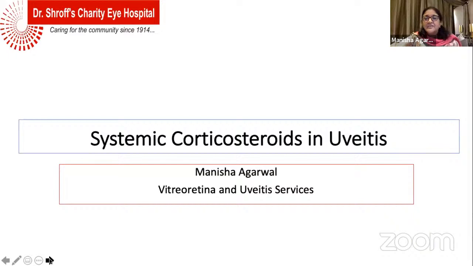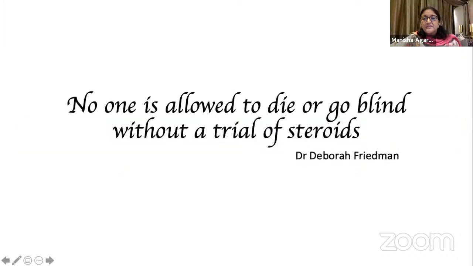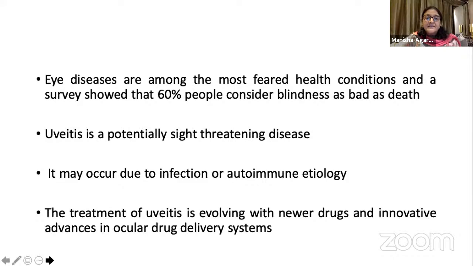Thank you. So in the coming few minutes, I will be speaking on systemic corticosteroids and their role in uveitis. This is a saying by Dr. Debra that no one is allowed to die or go blind without a trial of steroids, and that is very much valid for patients with uveitis. Eye diseases are among the most feared health conditions, and a survey showed that 60% of people consider blindness as bad as death. Uveitis is a potentially sight-threatening disease, and it may occur due to infection or autoimmune etiology.